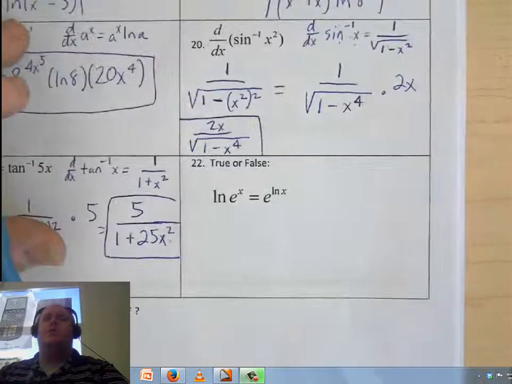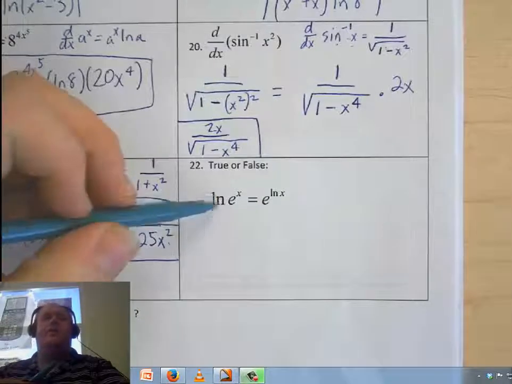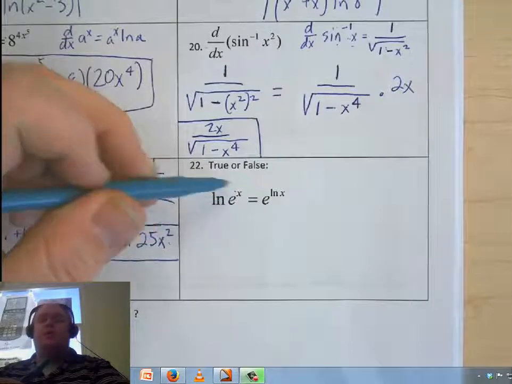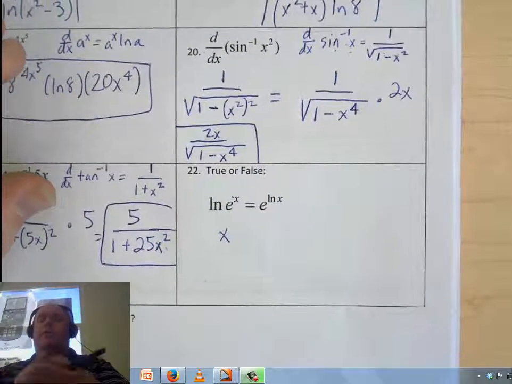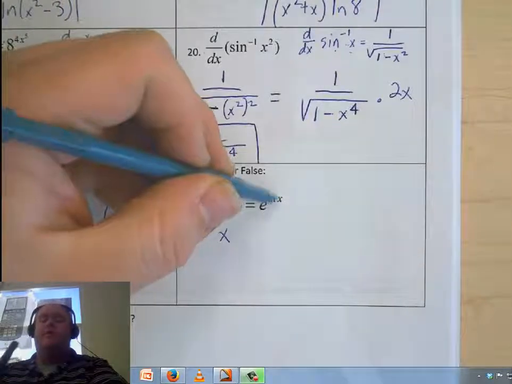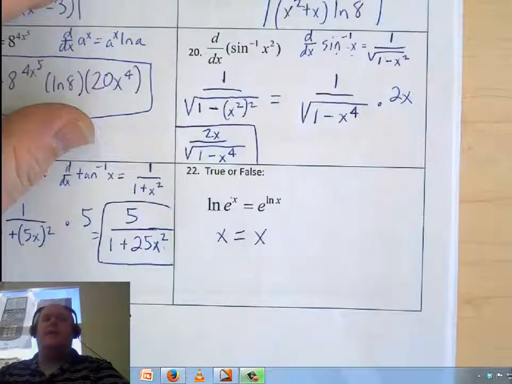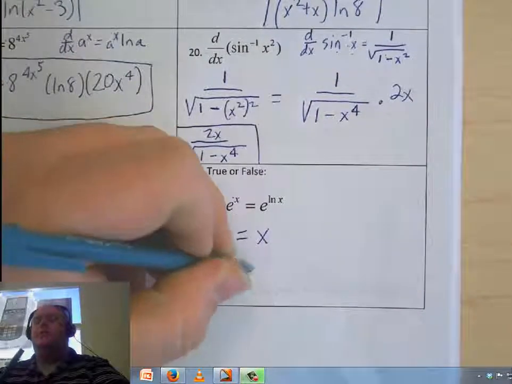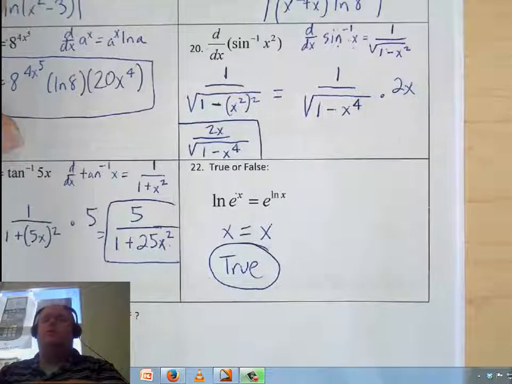22, it says true or false. Natural log of e to the x equals e to the natural log of x power. Well, here's the deal. This one, we went over the identities. Natural log of e to the x, you can use the power rule of logs to show that x comes out front. All right, and the other identity we went over, e to the natural log of x, also simplifies to x. So does x equal x? Pretty sure it does. So this one is actually true.